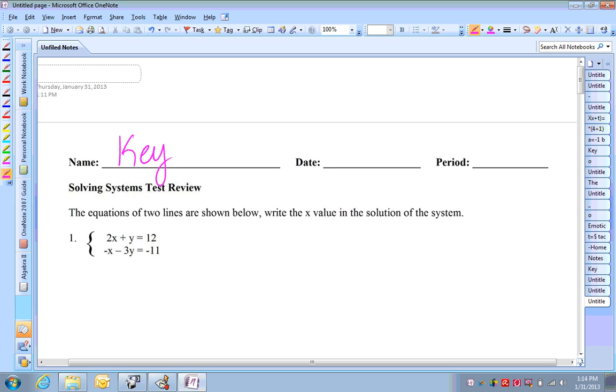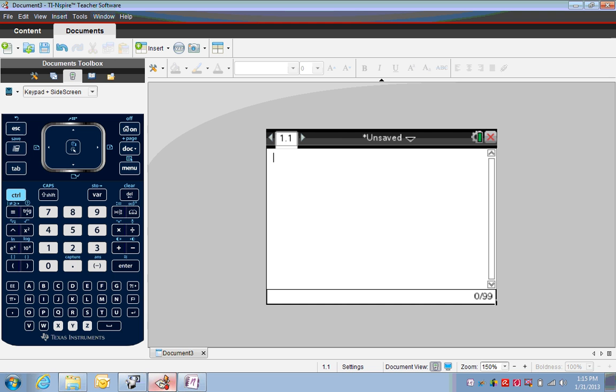Okay, so on problem 1 of your review, they give you the equations of two lines and they want the x value of the solution of the system. Because I don't ask you to solve using substitution or elimination or graphing, it's okay to go ahead and use your calculator in this problem. That would be the quickest method.